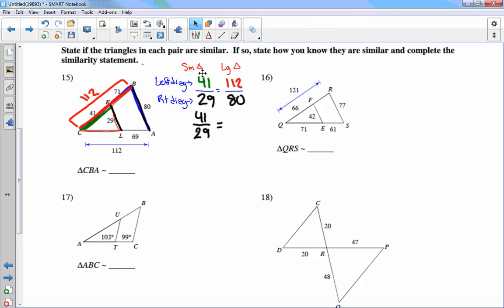Type 112 divided by 80. Math, enter, enter. 112 divided by 80. Math, enter, enter. Okay? Sheldon, what did you get when you simplified the right ratio? 112 divided by 80. Math, enter, enter. What do you get? Enter, enter. Do 112 divided by 80.